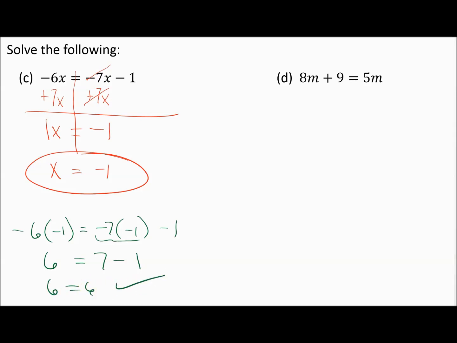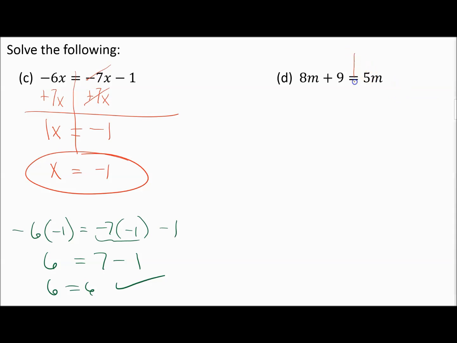Now let's try it again. Same story, just a different problem. I have a variable and a constant on the left, and I have just a variable on the right. So if we decided to subtract 8m on both sides and make our right side our variable side and our left side just our constant side, that would be the fastest way to do it. Although you would be okay to subtract 5m, but then you still have to move the minus 9.